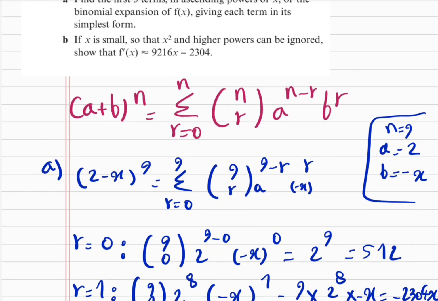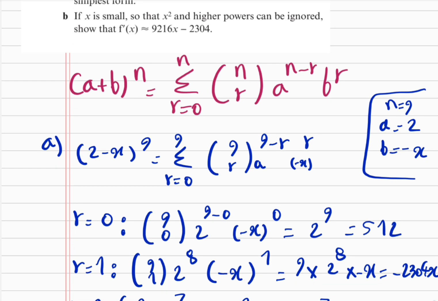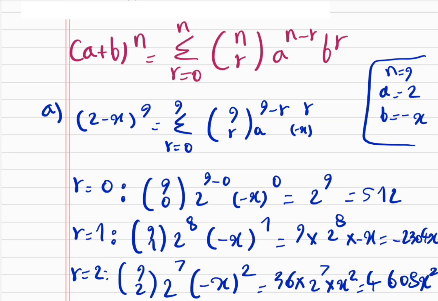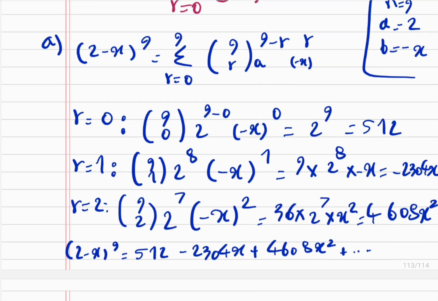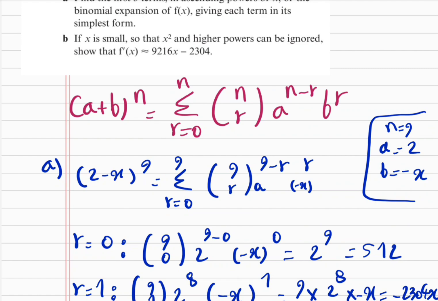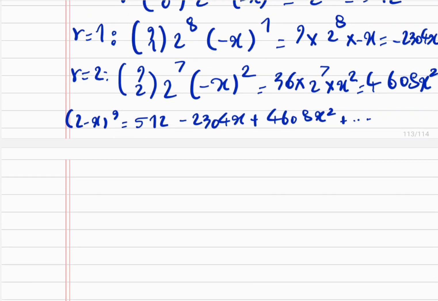Right, now part B says if x is small, so that x squared and higher powers can be ignored, show that f dash x is equal to this. So it's essentially saying to just differentiate what you have got from the previous part. So we can write f dash x is equal to, if we call (2 minus x) to the power of 9 f of x, then f dash x is equal to, so 512 differentiates to 0 because that's a constant.